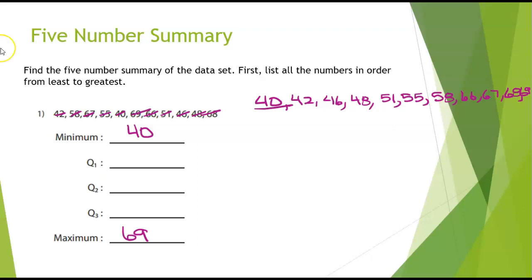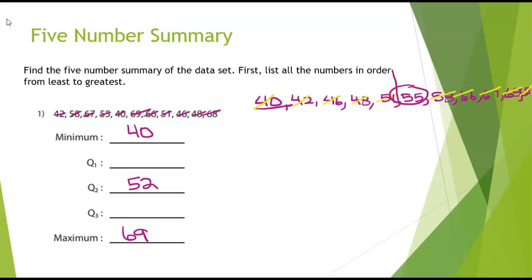Now I'm going to do my slashing method. I want to find my Q2, my median of the whole data set first. Boom, boom, boom. 55. So that's our Q2, is 55 right here. So we're going to put that here. Remember, Q2 is the median of the whole data set.